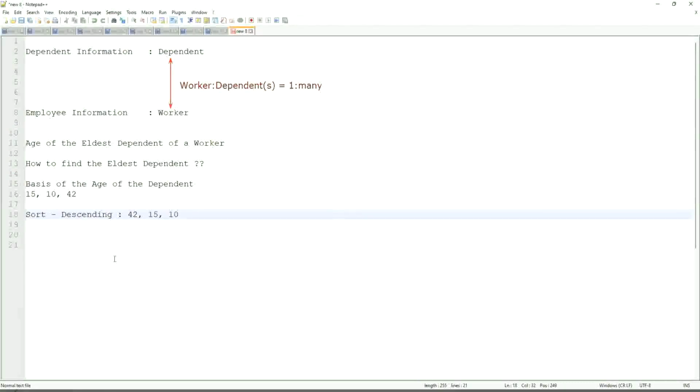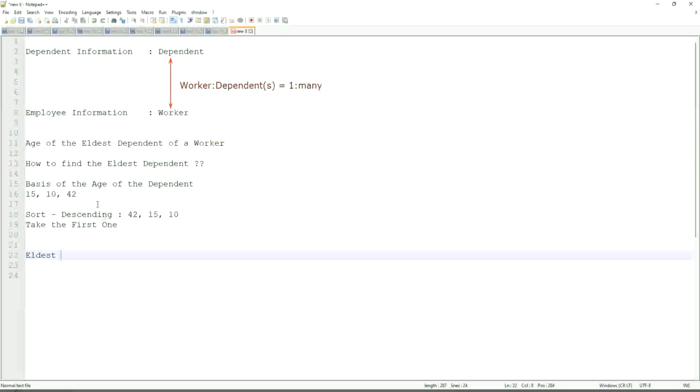And then what would you do? Take the first one. Take the first one. So sort descending, take the first one. That is equivalent to the eldest. Right. This is the eldest.